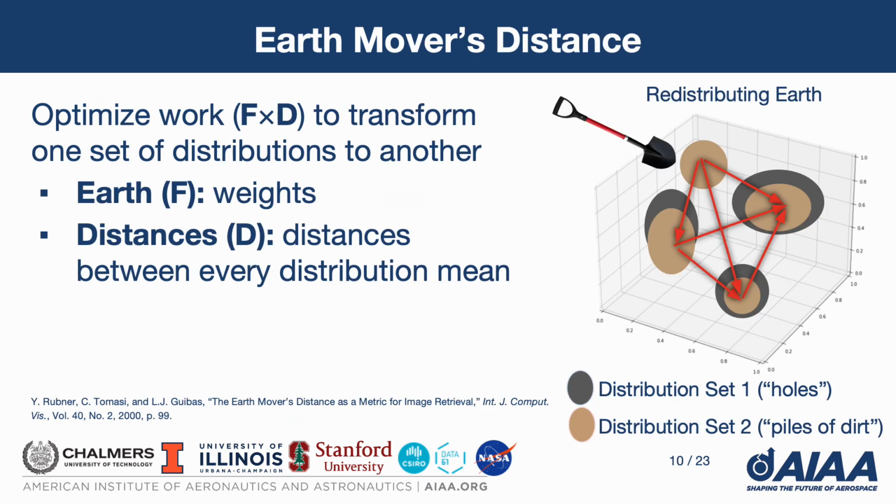Earth mover's distance, or EMD, is the metric used to determine how different two sets of GMM distributions are. EMD is the amount of work, or force times distance, necessary to transform one set of distributions into another. Imagining that one set of distributions consists of piles of dirt, and the other, holes, the EMD is the amount of work necessary to fill all the holes with dirt. In this representation, the Earth, or force, is the weights of the distributions, and the distances are the distances between every distribution mean.